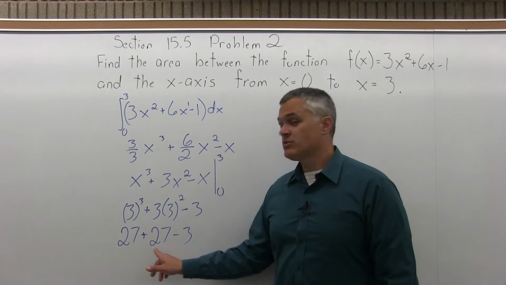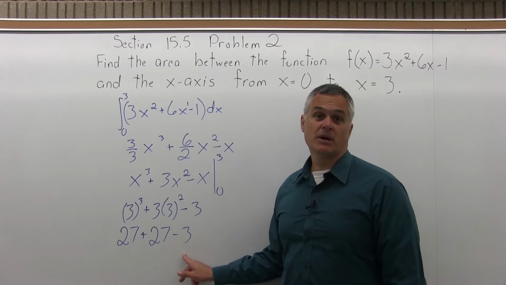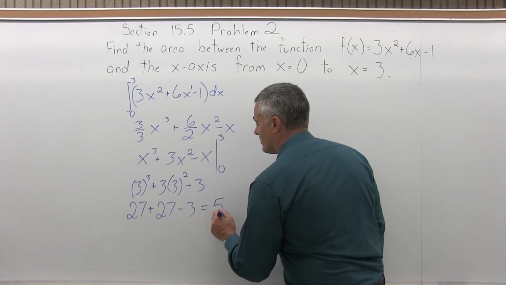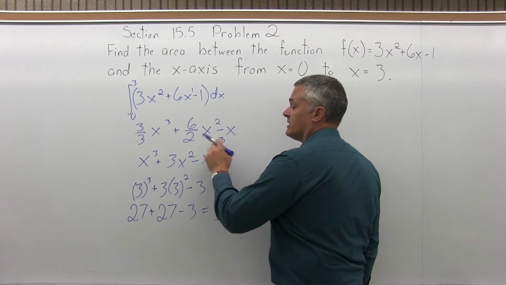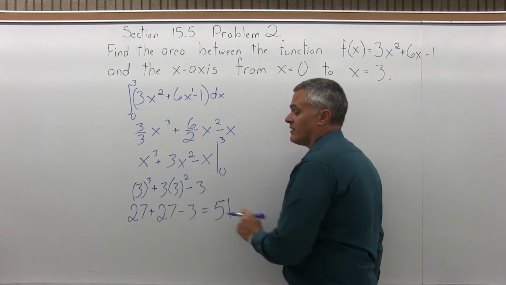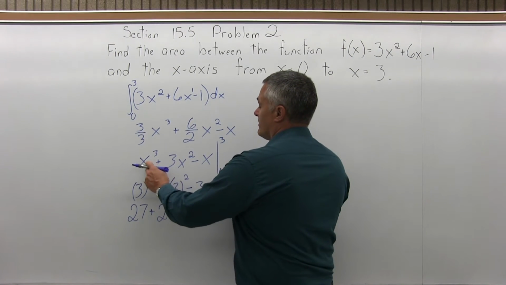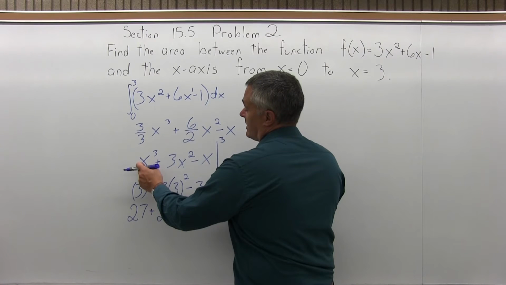So 27 plus 27 is 54. 54 minus 3 is 51. So the answer for step 2 is 51. When I put the upper limit of integration, the 3, into my answer for the integral and do the math, I get a result of 51. So step 3, put in the lower limit of integration for x and get an answer. That's going to wind up being 0.